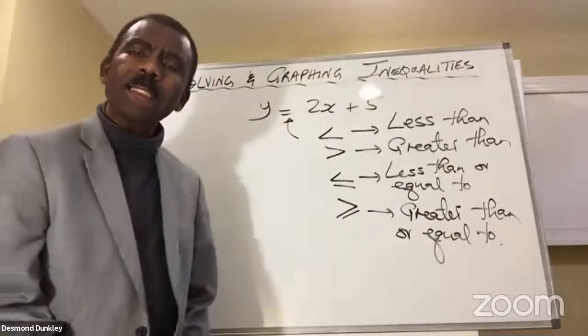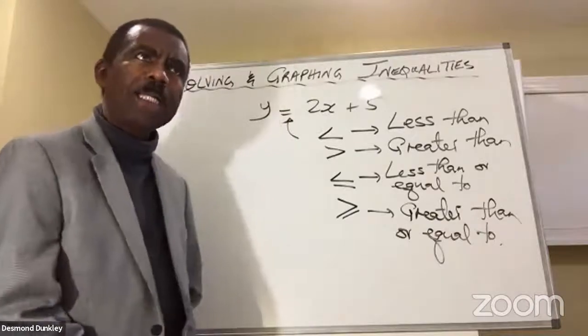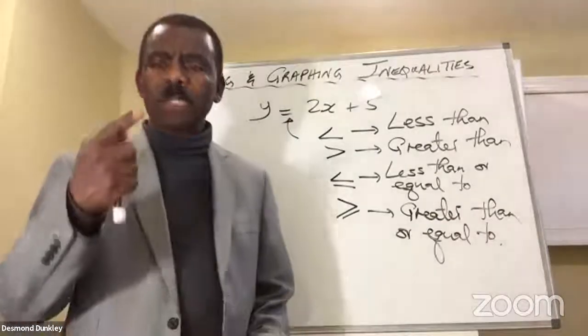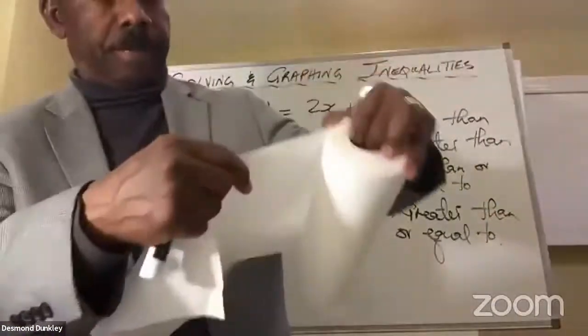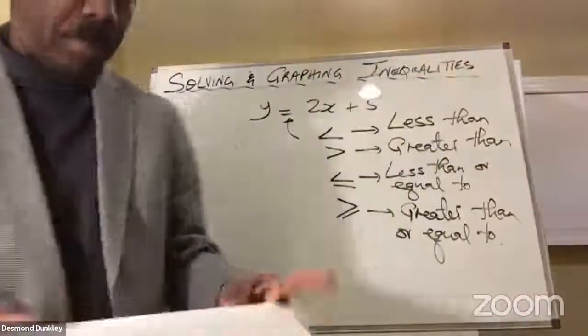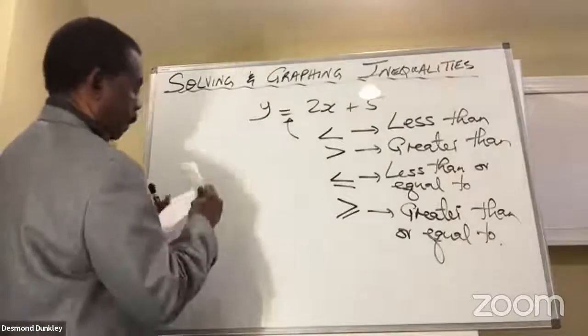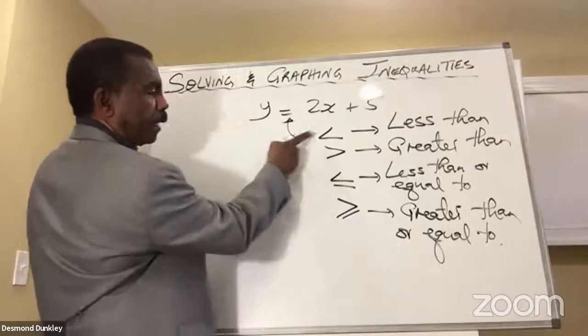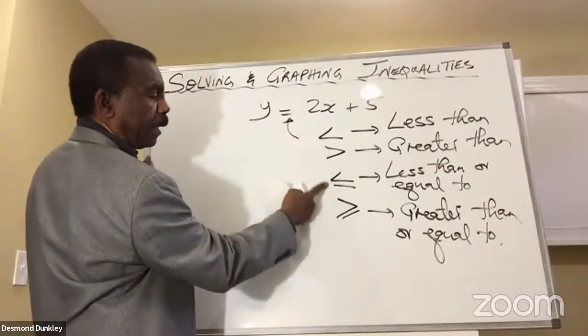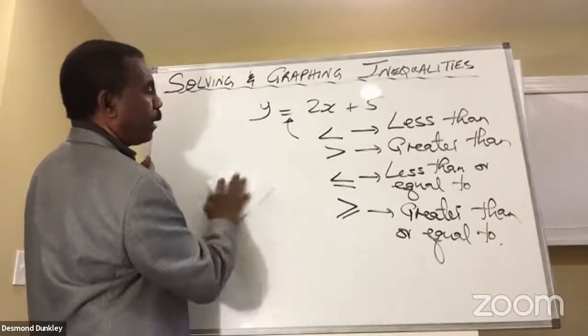So let's look at some examples of what it is to have an inequality in just one variable. Very important that we know these signs. They are different. Less than, greater than, less than or equal to, greater than or equal to.